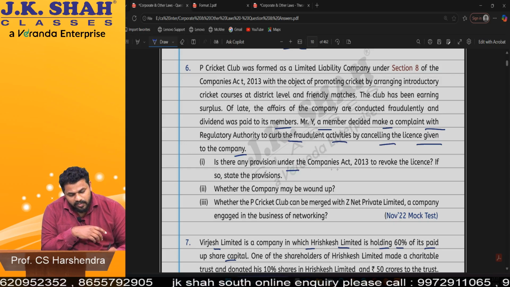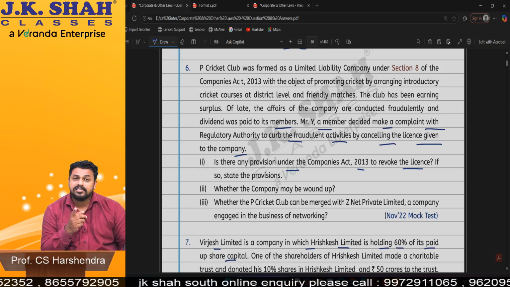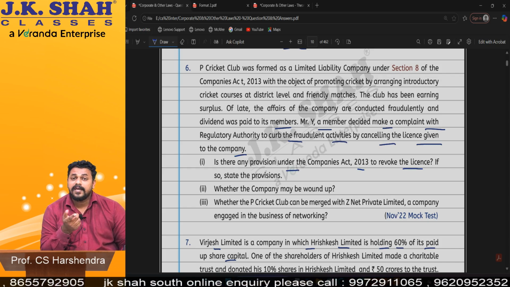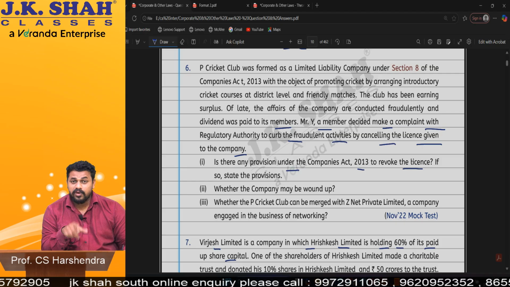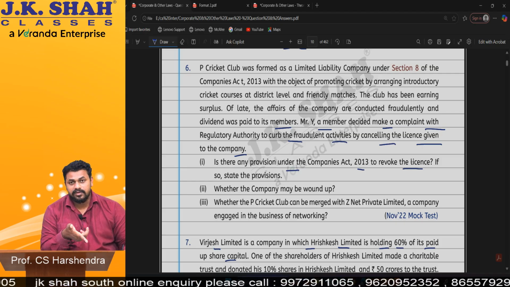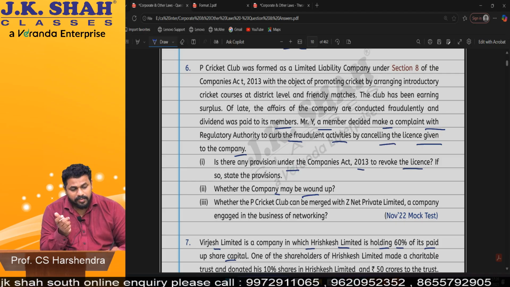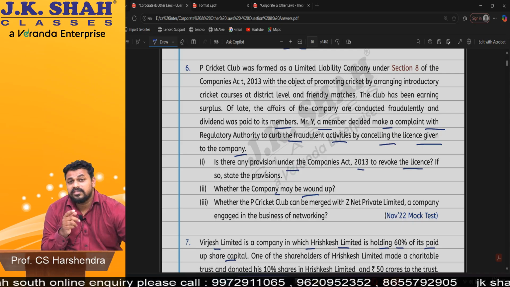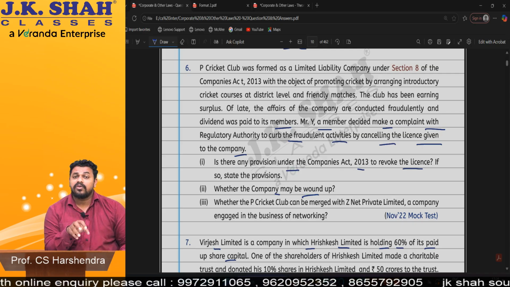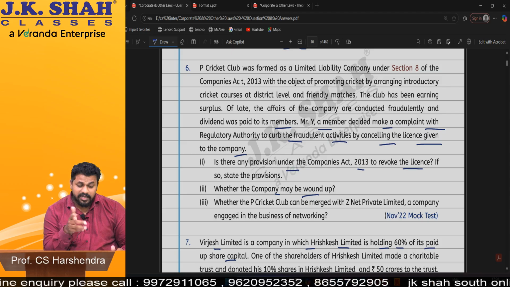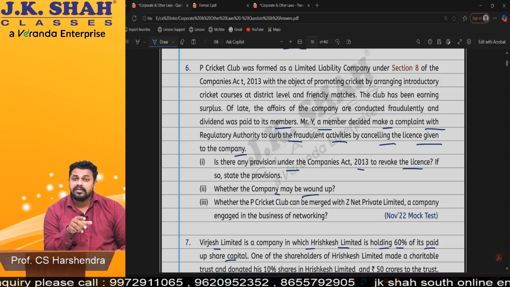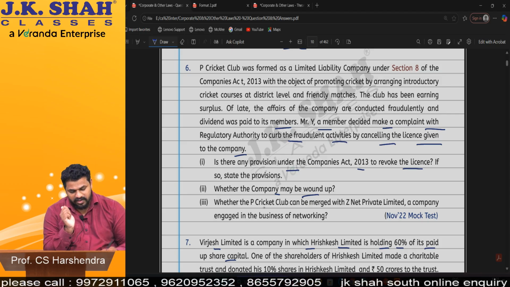First, is there any provision under Companies Act to revoke the license? Who can revoke, beta? Regional director. Whatever we wrote, you have to write everything and then answer to this. Whether the company may be wound up, yes or no? If it is found that the company is formed for doing fraud, then beta, after winding up, the whole money will be transferred where? Insolvency and Bankruptcy Fund of India.